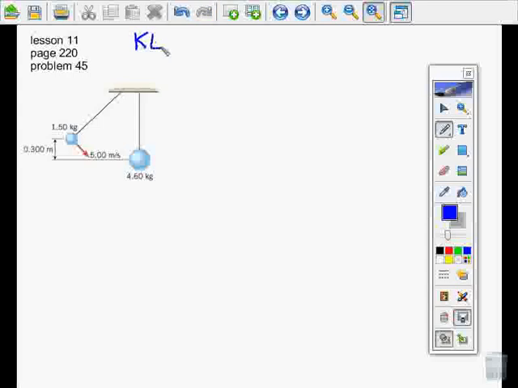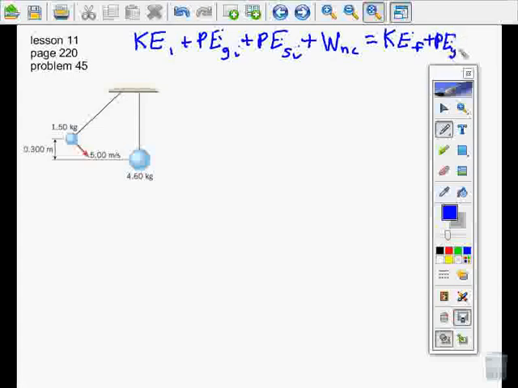We have kinetic energy initial plus the potential energy due to gravity initial plus the potential energy stored in a spring initial plus any non-conservative work done is equal to the kinetic energy final plus the potential energy due to gravity final plus the potential energy stored in a spring final. Now, we know there aren't any springs in this problem, so that's going to go. They didn't mention anything about any air resistance, frictional force, anything like that. Non-conservative work goes like that.